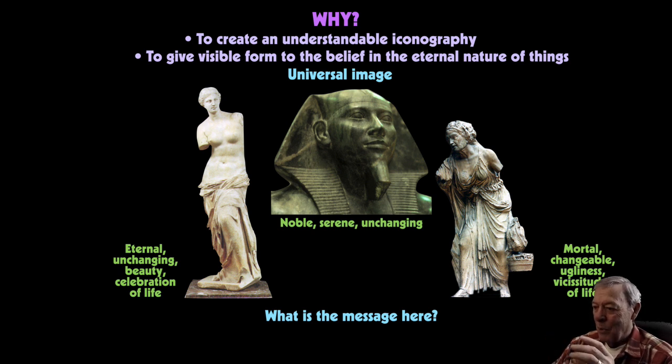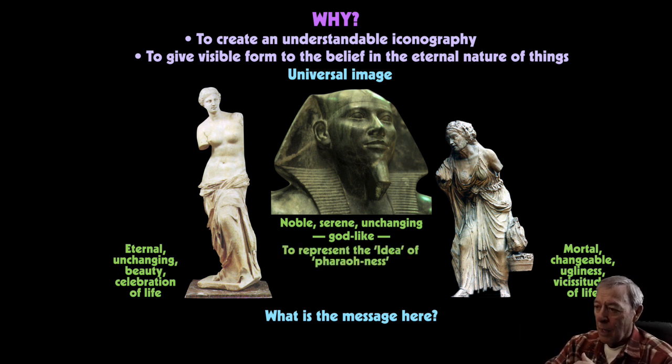So what they're trying to represent is an individual that's godlike, and so they use a universal image to do that, because a universal image is one that doesn't change. It's universal and eternal and changeless. Okay? So the idea here is that the artist, in the service of the pharaoh, is trying to represent the idea of pharaohness. And what is pharaohness for the Egyptian? It's godlike, right?